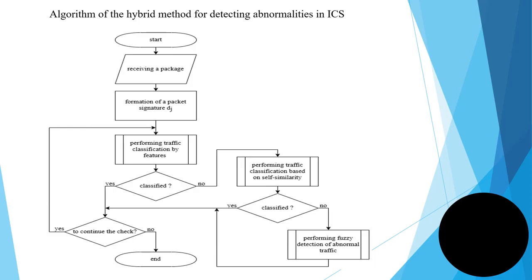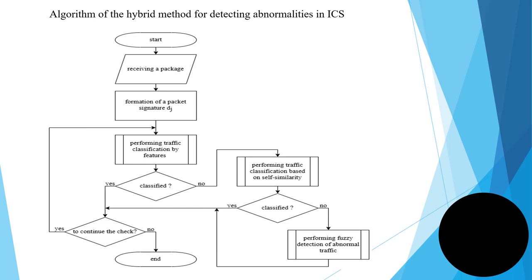Step 6: Performing the traffic classification method by features. If the signature is classified, you go to step 7. Otherwise, you go to step 9. Step 7: If you need to continue checking the signatures, you go to step 5. Otherwise, you go to step 8. Step 8: Finish the work.